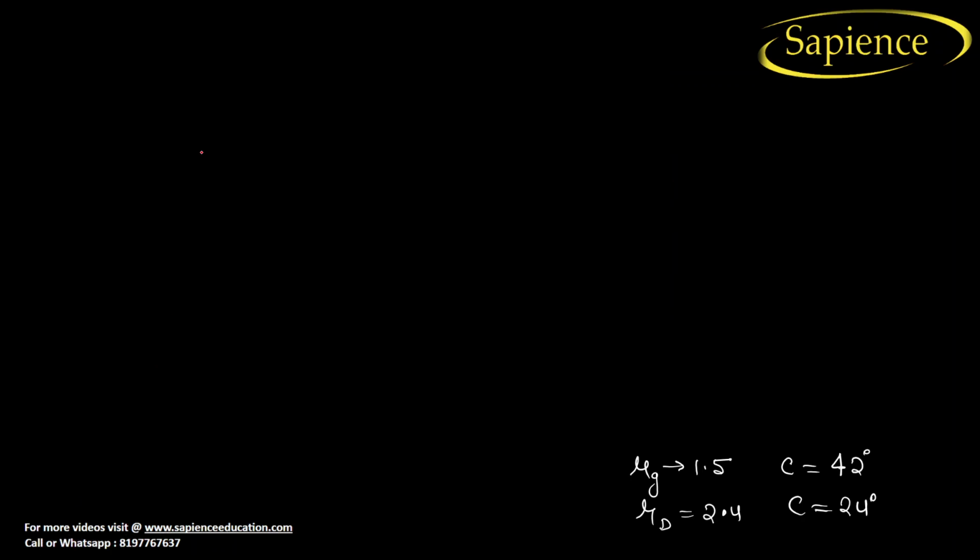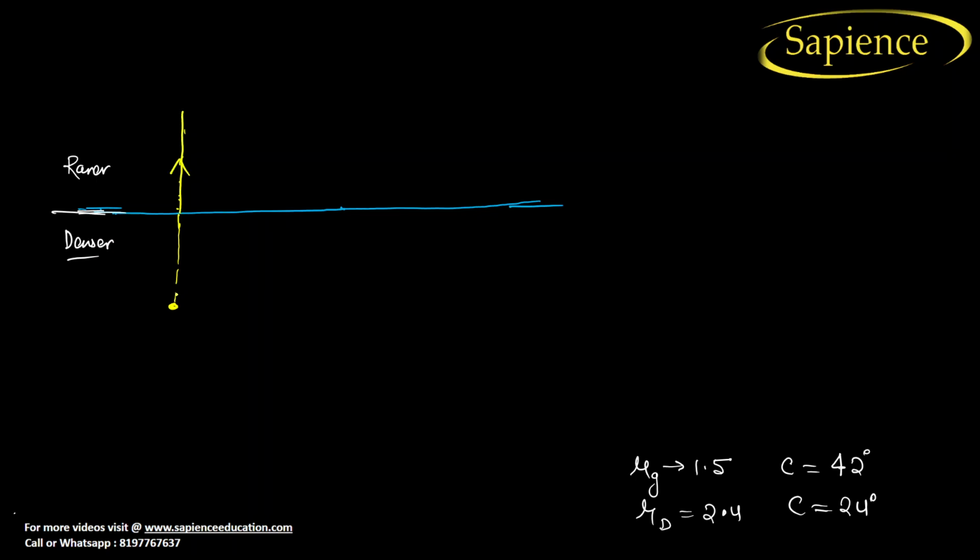Now let us draw. First of all, let us draw the interface so that you can understand. This is an interface, this is the rarer medium, and this is the denser medium. Now let us consider there is an object kept in the denser medium, and a light starts incident on the interface. As it is perpendicular, light will pass straight through.